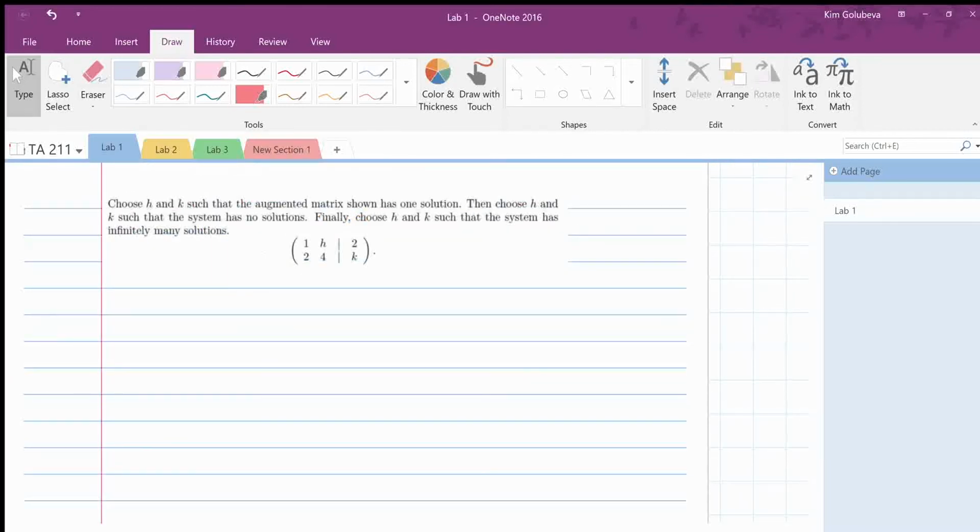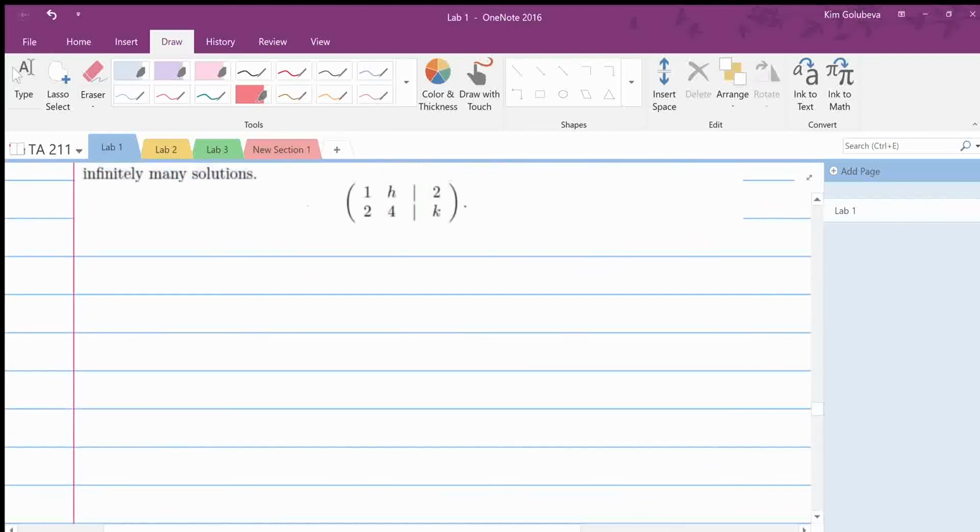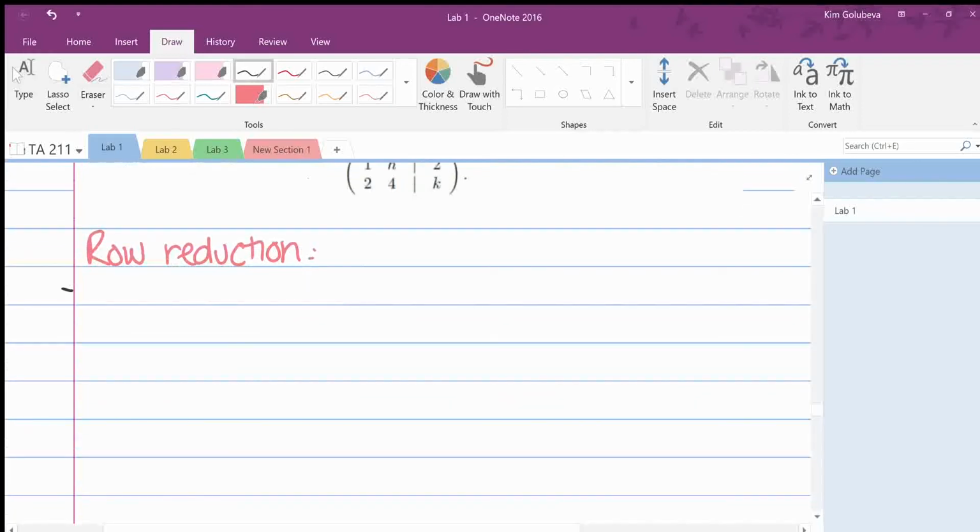This next question has 2 variables in it, and we have to choose an h and a k so that the system has no solutions, a unique solution, and infinitely many solutions. So our first step here is going to be putting it into row echelon form. So we're going to have to do row reduction. Before we do this, I'm just going to quickly remind us of the things that we're allowed to do with row reduction.